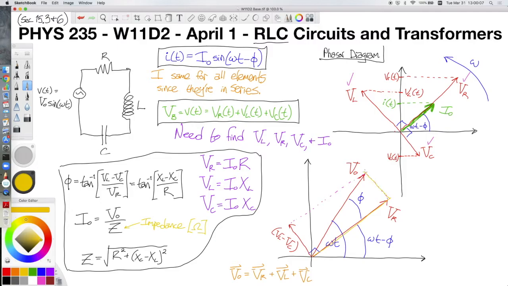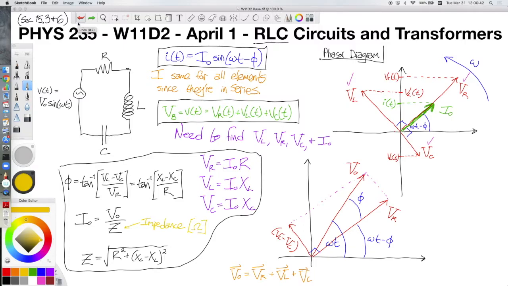We're working with this triangle right here. And if we take the inverse tangent of this angle, we need opposite over adjacent. And the opposite side is over here, which is the same side as this side. It's VL minus VC. That's the opposite side to that angle phi. And then the adjacent side is just V sub R right here. And that's how we can get this angle phi from this formula right there.